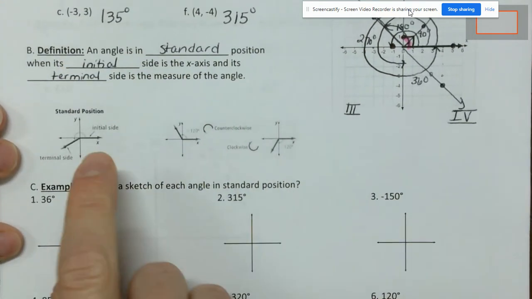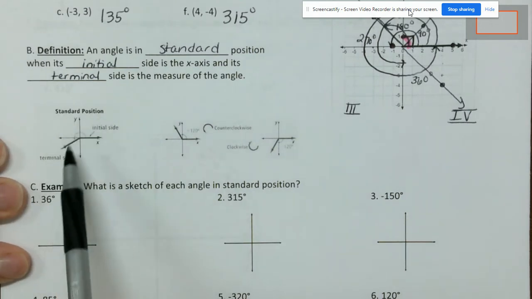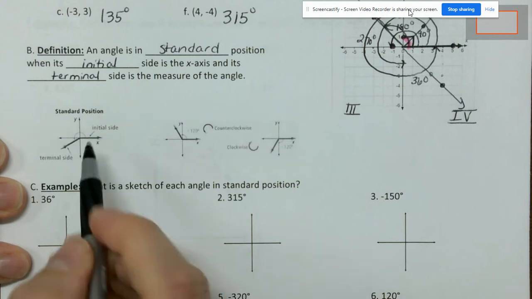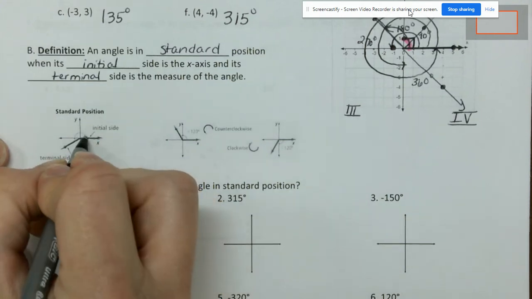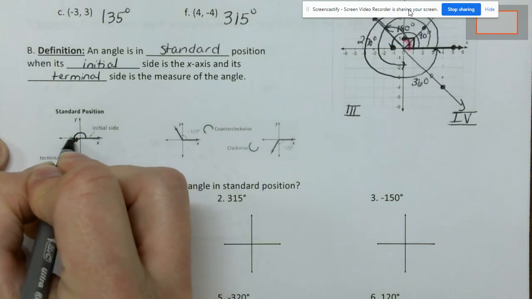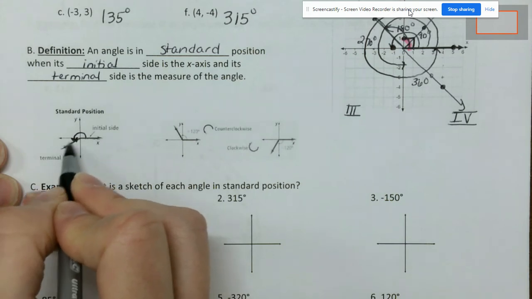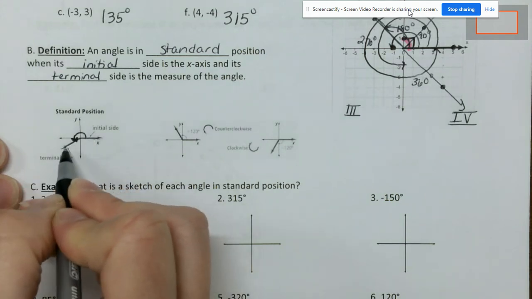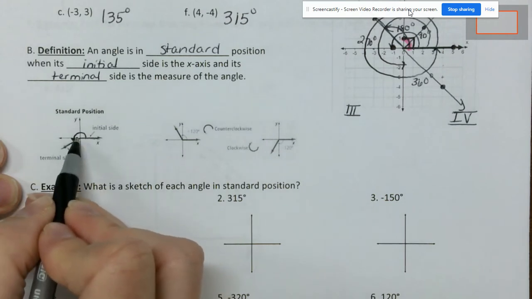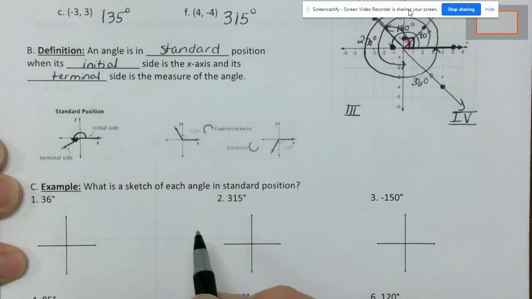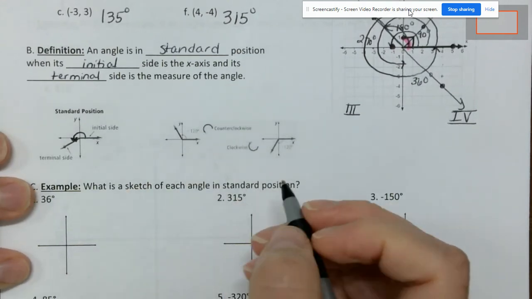Okay, so I've given you a picture down here to show you what that looks like. So we've got standard position looks like this. Its initial side is the x-axis here. And you can see it's drawn here that this angle is going all the way around to this side. We call this side our terminal side. Now, you'll notice here that when we go like this, we're going counterclockwise. Now, I've given you another diagram here just to illustrate what this looks like.